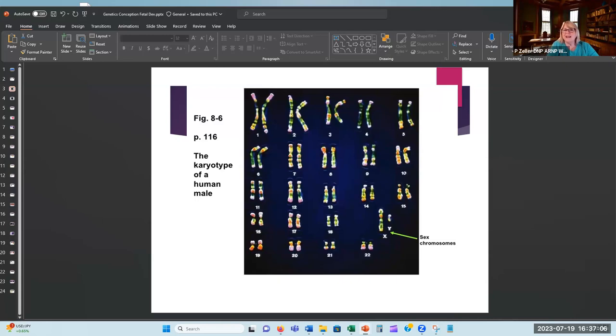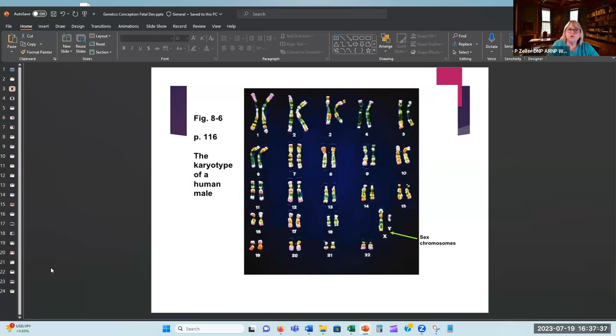So this is what we call a karyotype. It's the picture of the autosomes and the sex chromosomes in the human cell. So I'm going to pick on Shani again. Oh, I can't, because this is a male. Let me pick on Mitchell. This is Mitchell's karyotype. He's normal. He has a normal number of autosomes. So he has 22 pairs of autosomes.